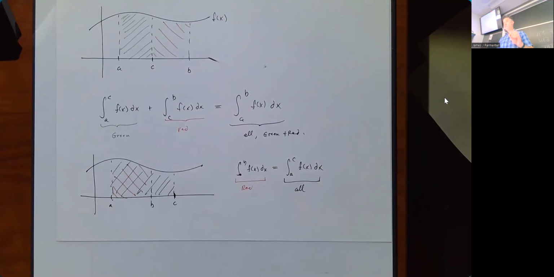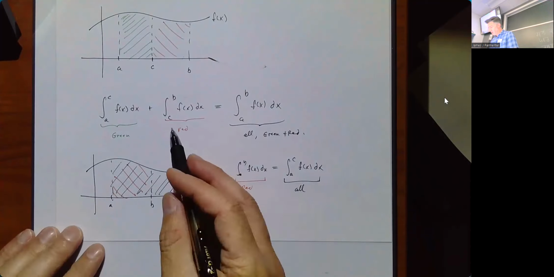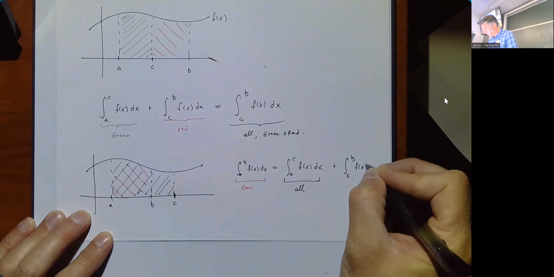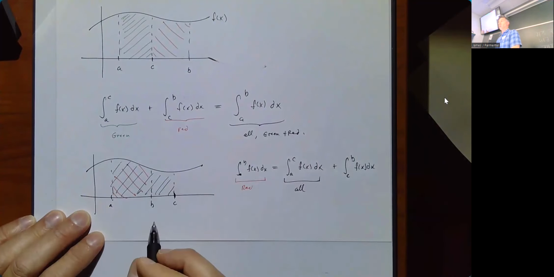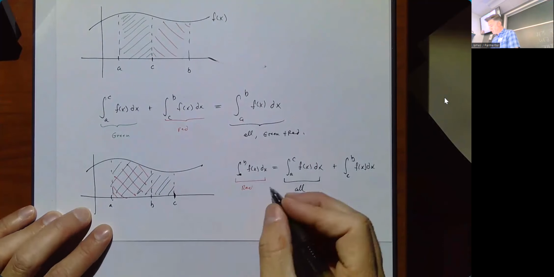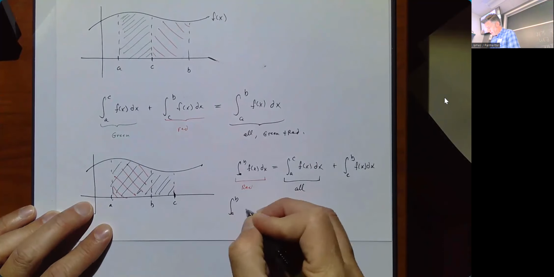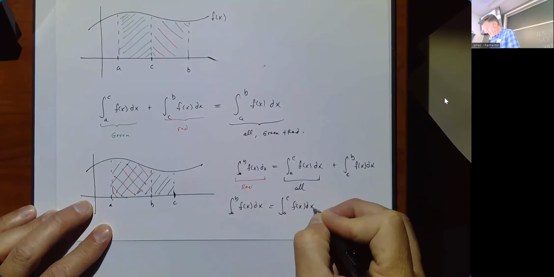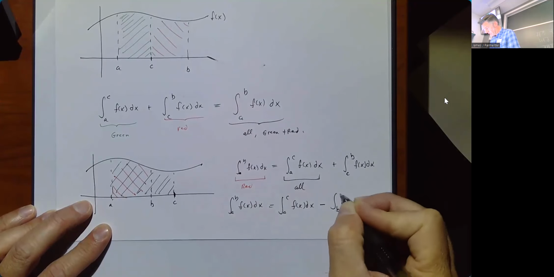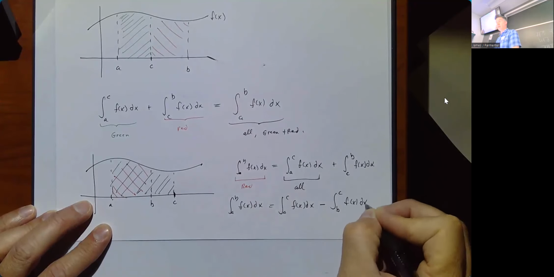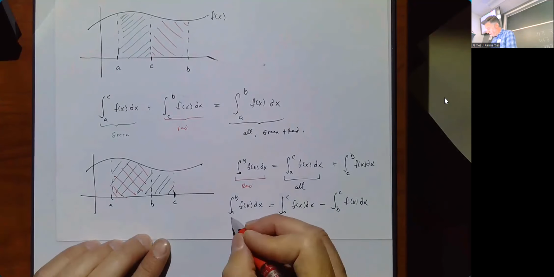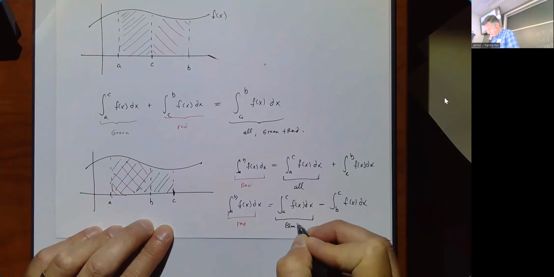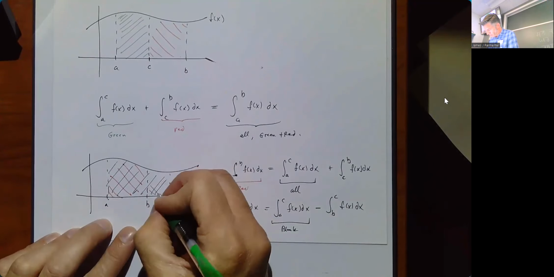Now let's notice here, the rest of it is going to be the integral from C to B, which is backwards of how you would normally think of it. So what I should really do is say, the integral from A to B of f of x dx equals the integral from A to C of f of x dx minus the integral from B to C of f of x dx. And then it makes total sense that the red part is equal to the black part minus what I'm going to color in as the green part.